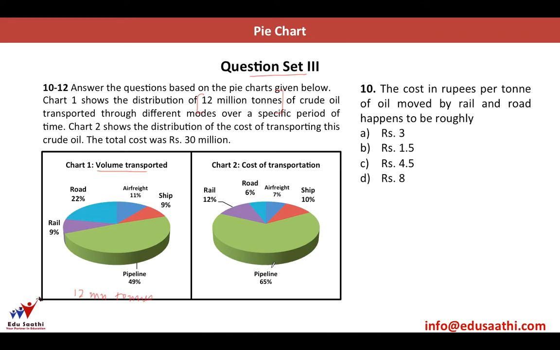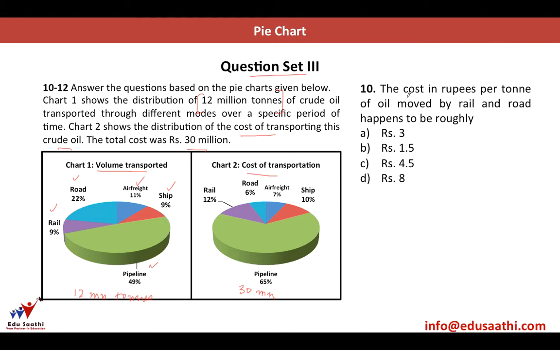And similarly, the second chart here shows the distribution of cost of transporting this crude oil, and the total cost here was 30 million. So this represents the cost of transportation, and the total cost of transportation was 30 million. And we have different modes: rail, road, air freight, ship, pipeline. Similarly, again we have all these modes in the second pie chart also.